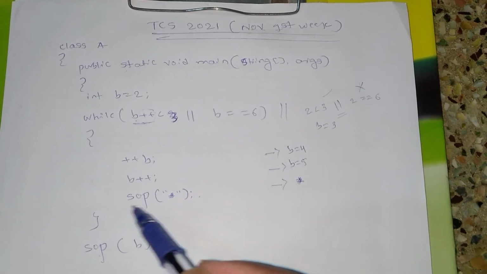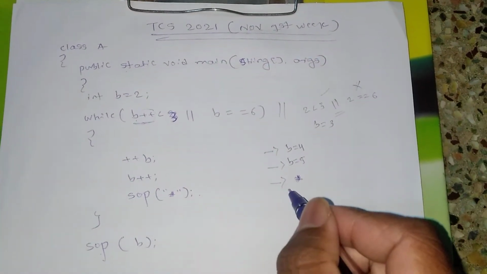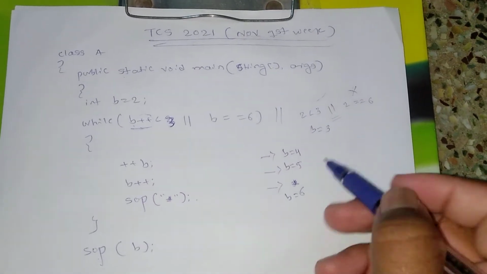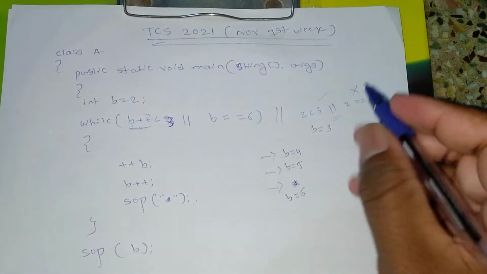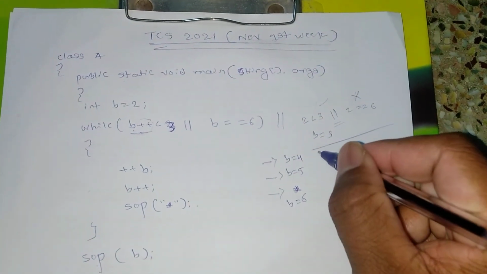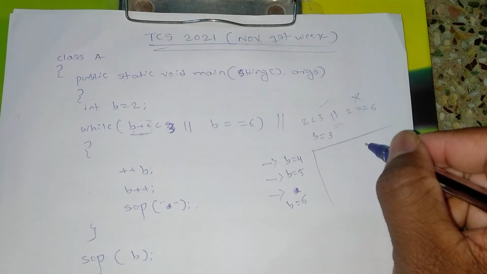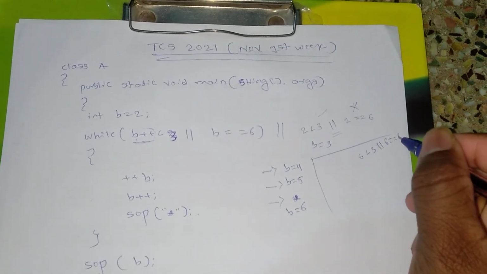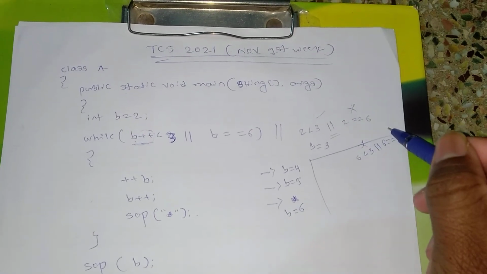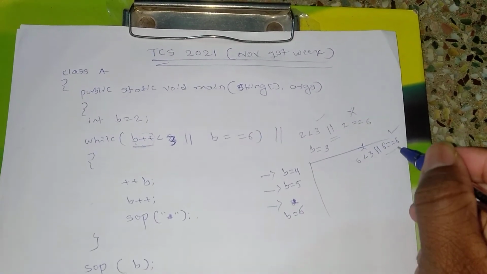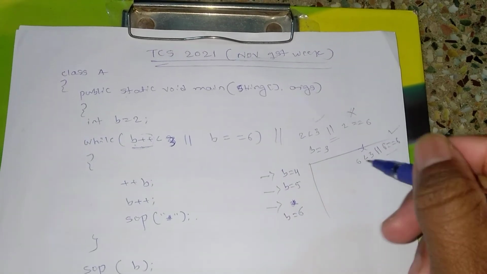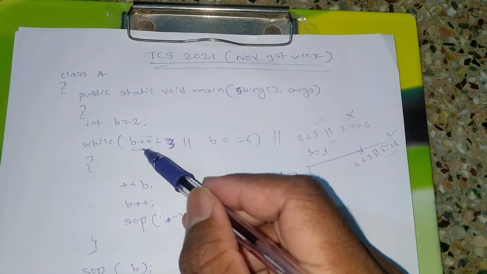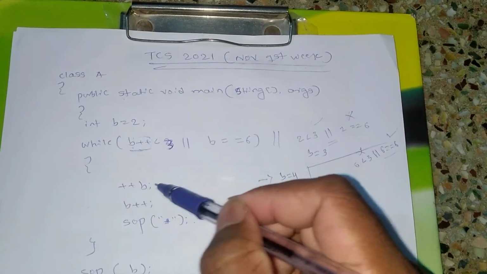Whenever it completes, the b value goes from 5 to 6. Now it will again come here: 6 is less than 3? See here, in the second run, what will it execute. First it checks 6 is less than 3 or 6 is equal to 6. This condition is false and this condition is true, so one of the conditions is true and it will come to the body. But before that, as b is now 6, due to the post-increment the b value will go to 7 before coming to this line.